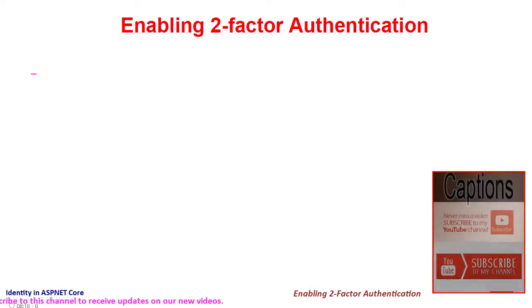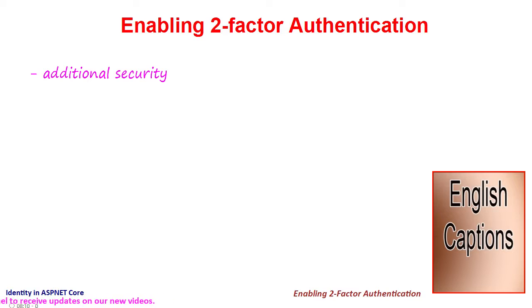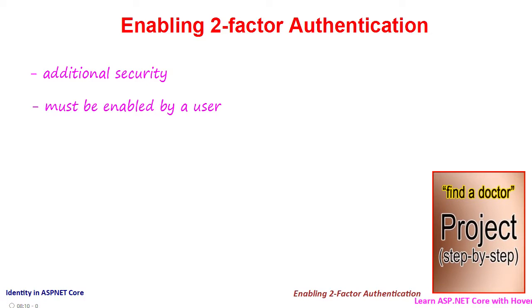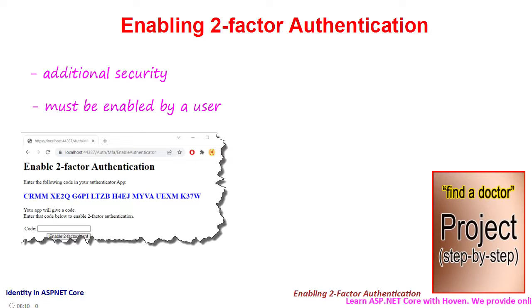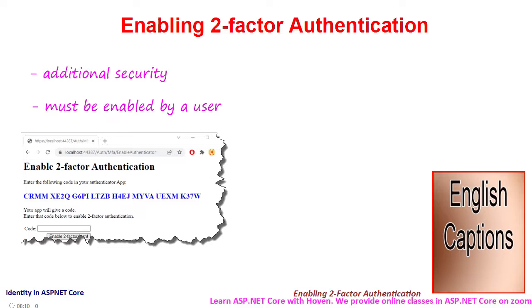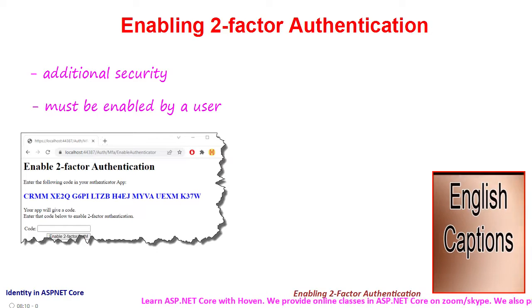Two-factor authentication gives additional security to a login process. But this type of authentication has to be specifically enabled by a user. For this, he clicks a button to receive an authentication code or token. This token is provided by the ASP.NET Core application.